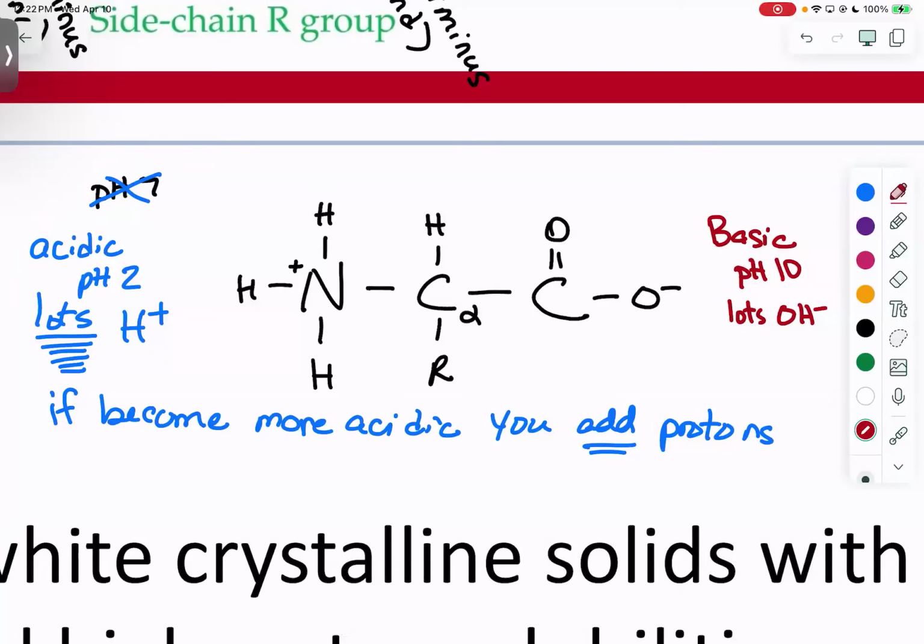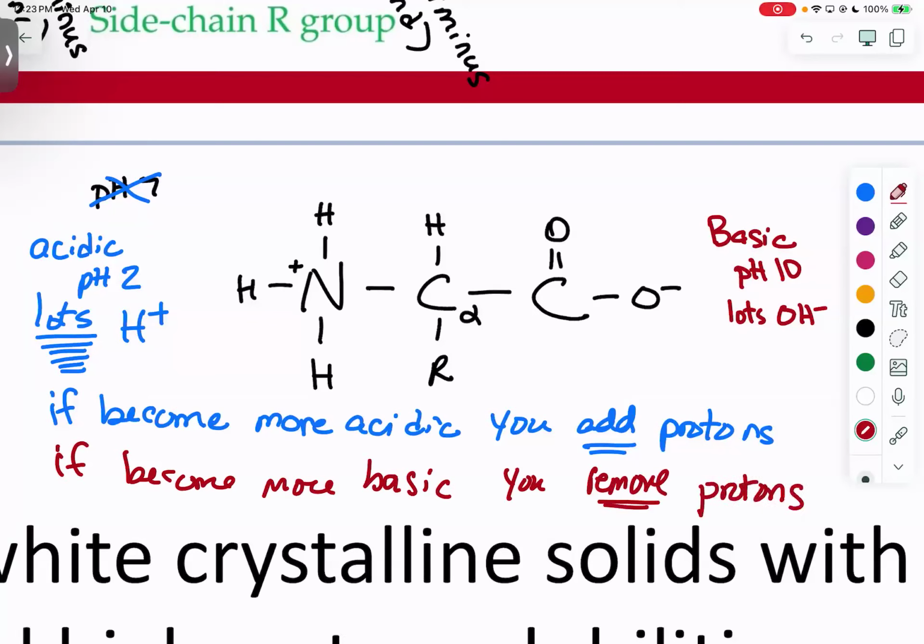So we're not going to be adding protons. If we become more basic, you remove protons. So where could we remove a proton from? Well, what was a protonated amine could become just a plain old amine, right? So I would lose basically that. And that would be my molecule in a basic solution.